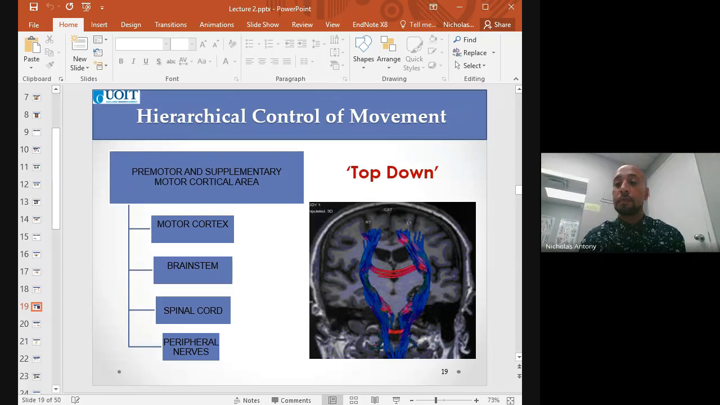Ultimately, what happens is that when we decide to move in a certain way, the motor planning areas send that information through the motor cortex, through the brainstem, out to the spinal cord, and then the ultimate destination of those action potentials is our muscles. And depending on how we contract them, we move our bodies in the way that we want.